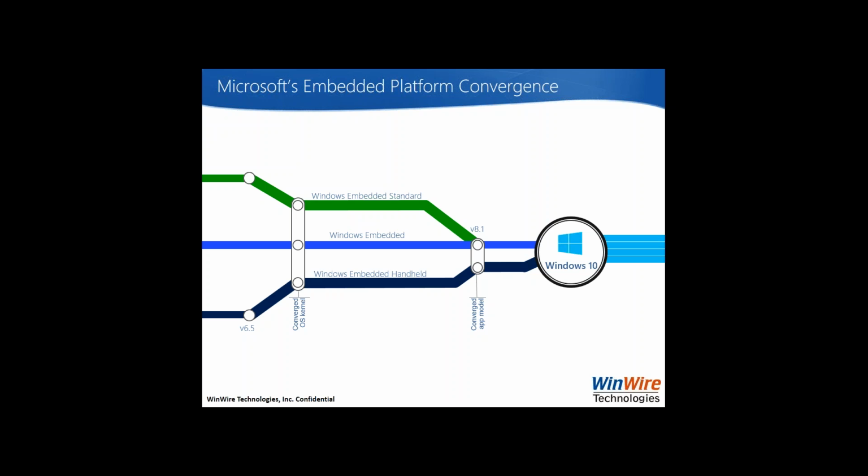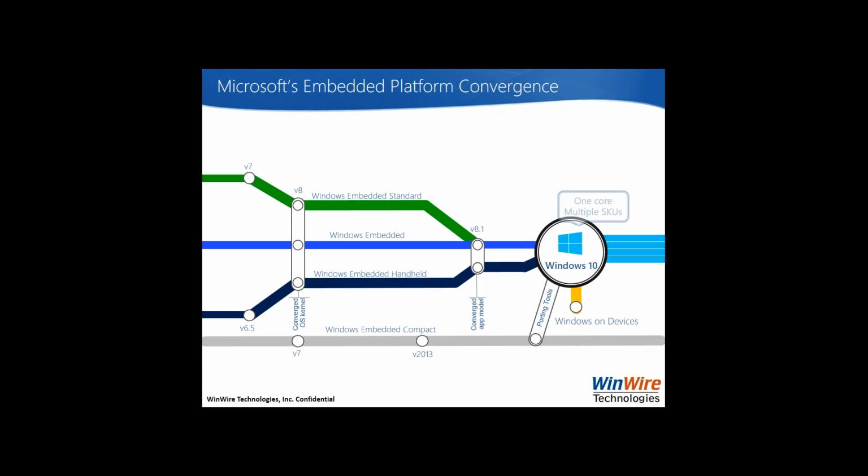So how did this convergence happen? Earlier, Windows used to have different versions for different devices, one for handheld, one for embedded. There was an embedded standard, and 8.1 also had two different branches for that. Though embedded and embedded standard became one, handheld was still a different operating system. So there was no common ground for each of these. With Windows 10, everything has converged into one single core, and everything else comes out of it. So it can run on devices, it can run on desktops. So one core and multiple SKUs. That is how you can look at Windows 10.